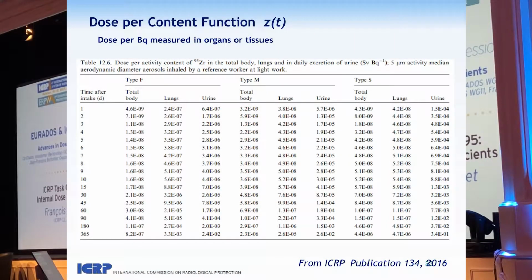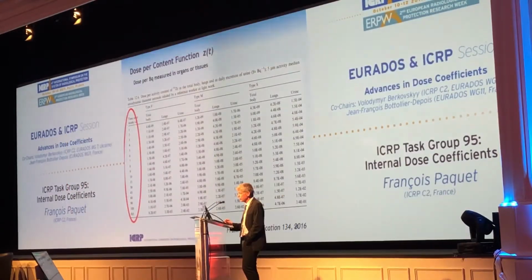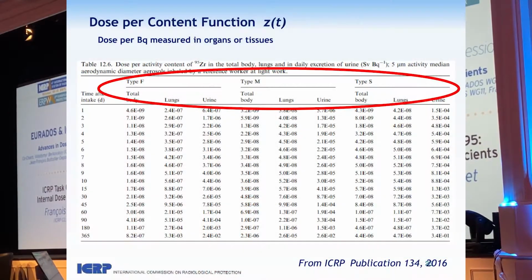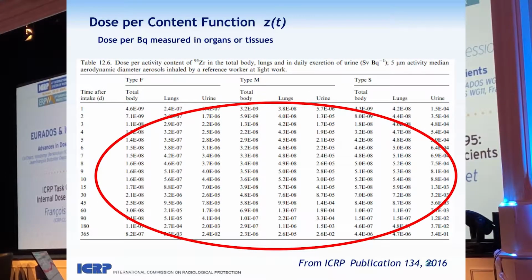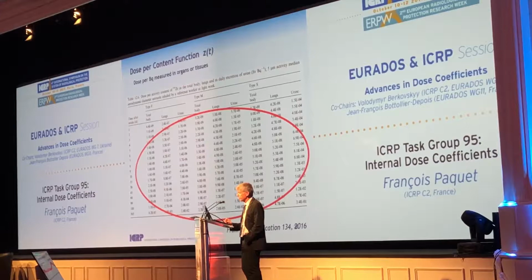Again, ICRP provides this kind of table. This is an example for zirconium-95, but again we have tables for every important isotope, and this table allows you, according to the time after the intake and according to the solubility of the compound, whether you have a compound of high solubility or very slow solubility, to use one coefficient or another to directly derive the effective dose from the knowledge of the activity in different parts of the body. Here we have total body, lungs, and urine, etc.